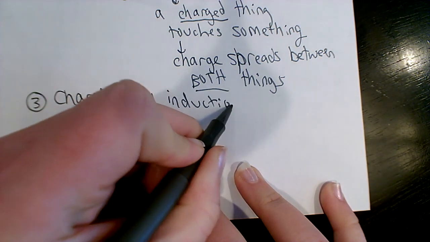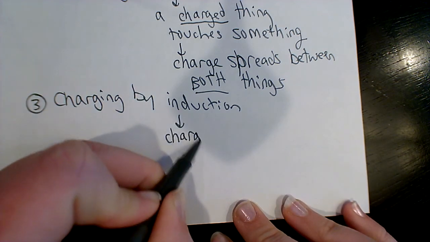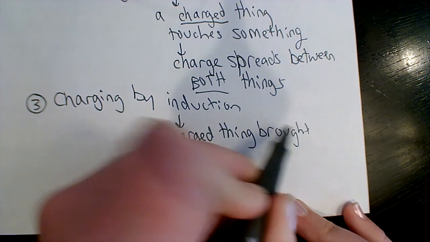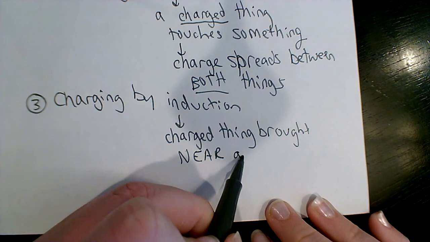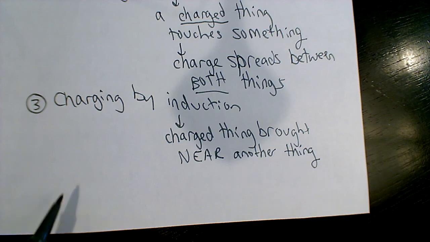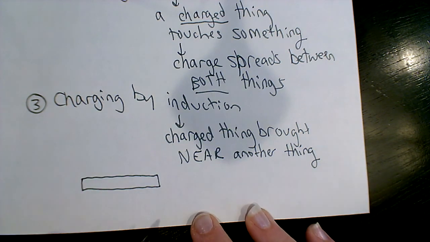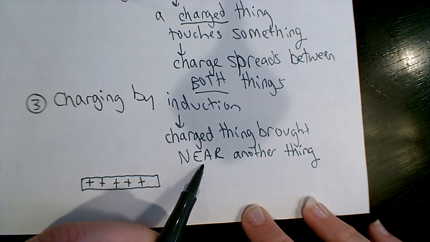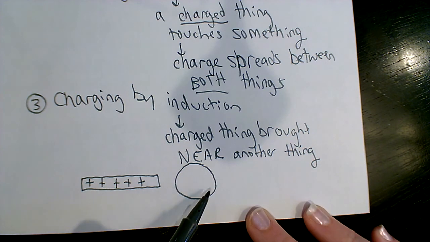And then the third way something can get charged up is charging by induction. When we're charging by induction, we have a charged thing brought near, but not touching, another thing. Okay, so I have something, whatever it is, that has a positive charge. I'm going to bring it near maybe one of those spheres like in that picture. Right now this has no charge.